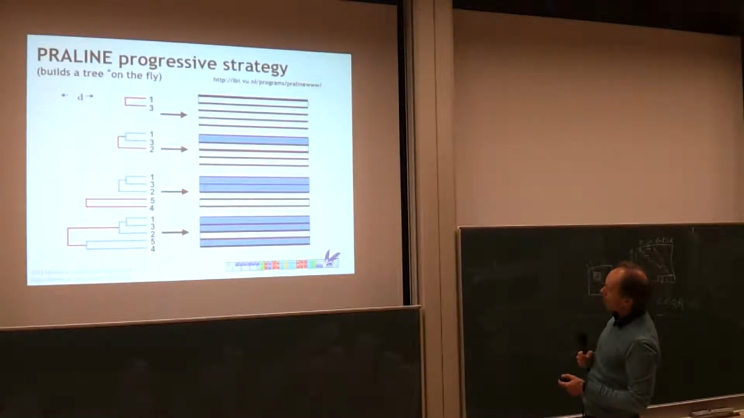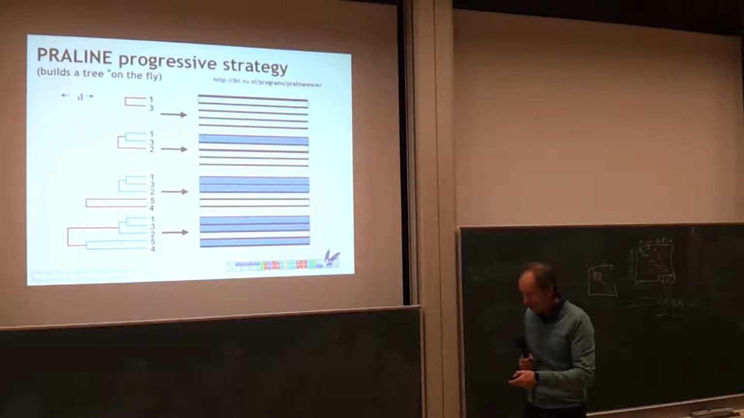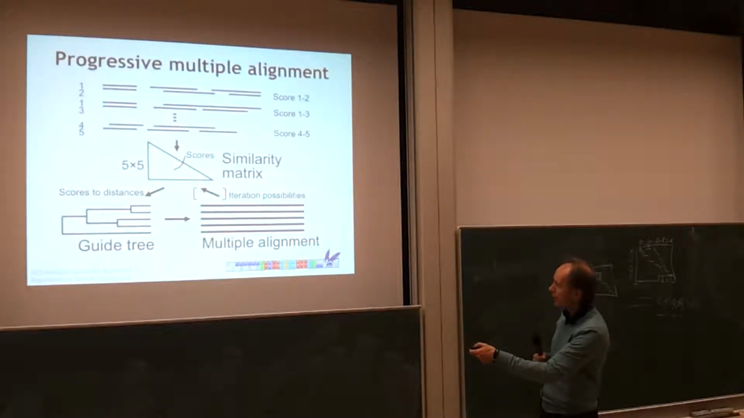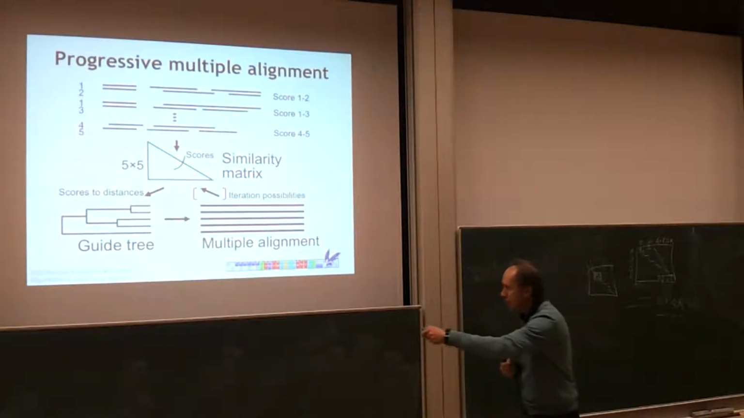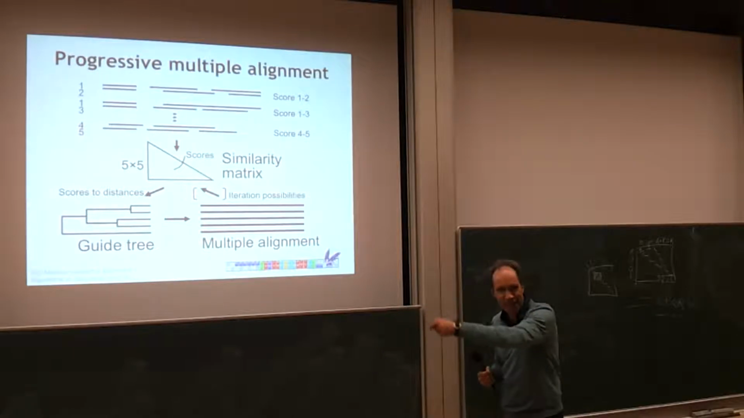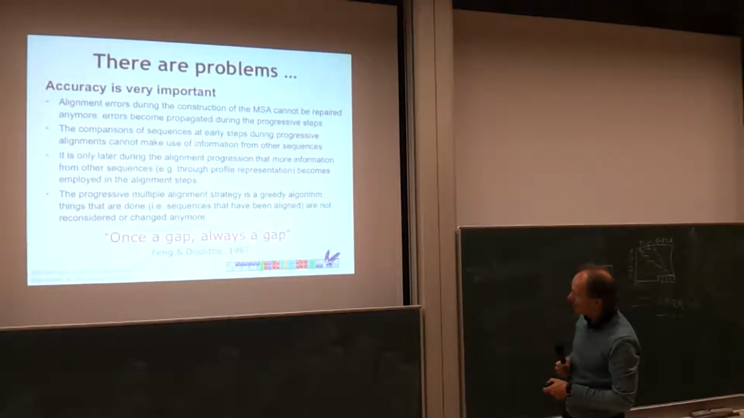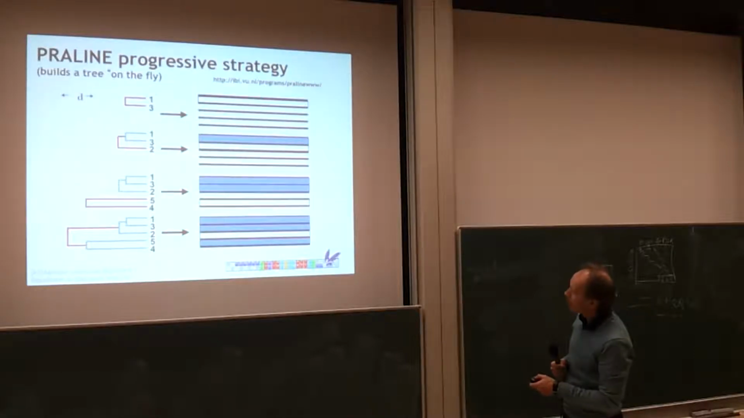PRALINE is doing something else. Basically, as you can see here, it calculates the tree on the fly. In these methods, the tree is made, you fill in all the sequences in the matrix here, and then you make the tree in one go. In PRALINE the tree is growing with the choices. I gloss over that because how that exactly happens is not so important.